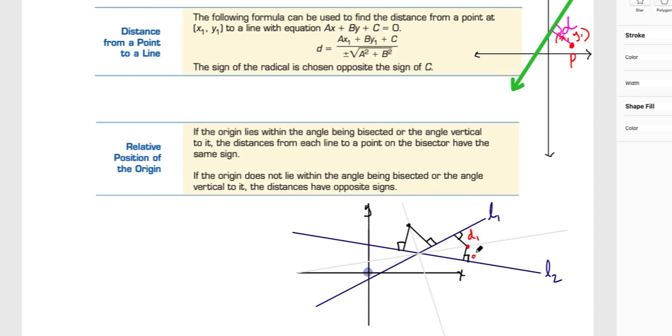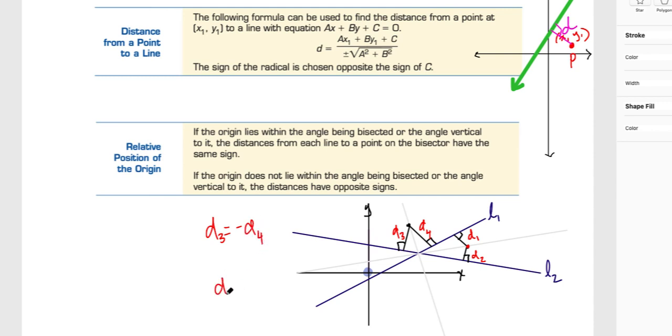Let's call this d1 and this d2. But this angle does not have the origin in there. I hope this is making sense. This angle does not have the origin. Therefore, this bisector won't be in that same place. And because of the formula, we're going to get that d3 and d4, that's these two distances here, have opposite signs. That's what they're saying here. So d3 is equal to negative d4.